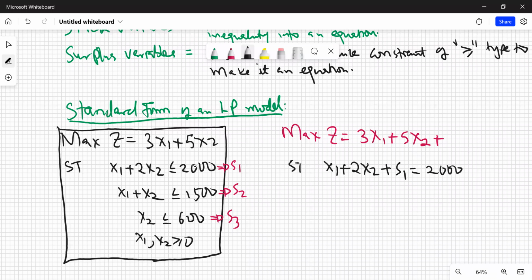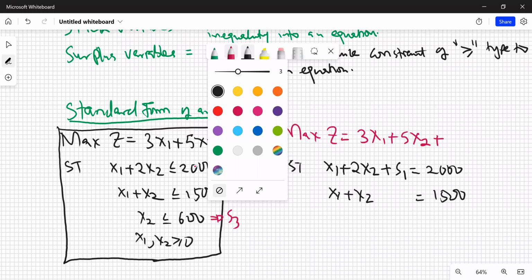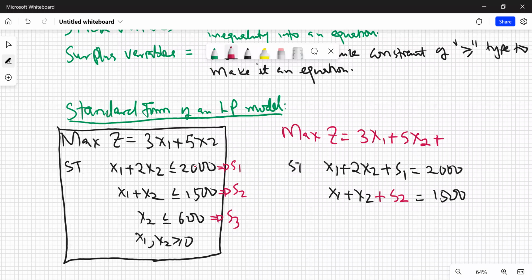Then the second inequality will be x1 plus x2 is less or equal to 1500. So I want them to be equal. So again, I'm going to add something to the left-hand side, so plus S2. S2 is also a slack variable. I do the same for the last one, which says that x2, I want it to be equal to 600. So I need to add S3. So that's how you convert the inequalities into equations.